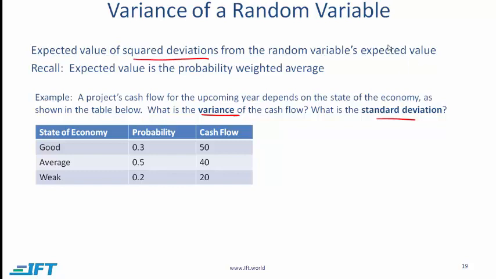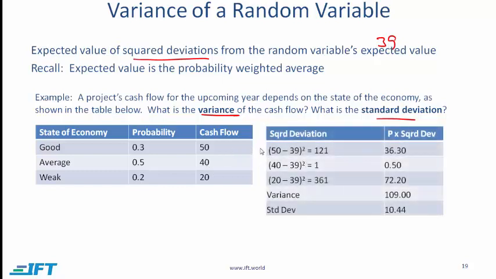The expected value of the random variable is 39. We've just calculated that. We then need to find the squared deviation from 39 and then find the expected value of those squared deviations. So here is what can be done. This is the squared deviation for the first cash flow. So one scenario is the cash flow is 50. The squared deviation would be 50 minus 39. 39 is the expected value of the random variable. 50 minus 39 squared is 121.